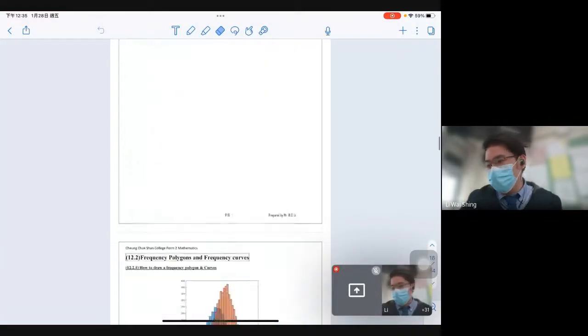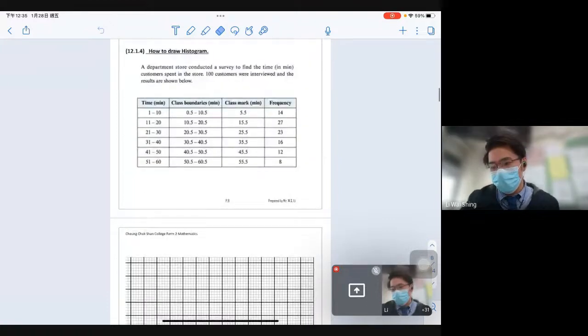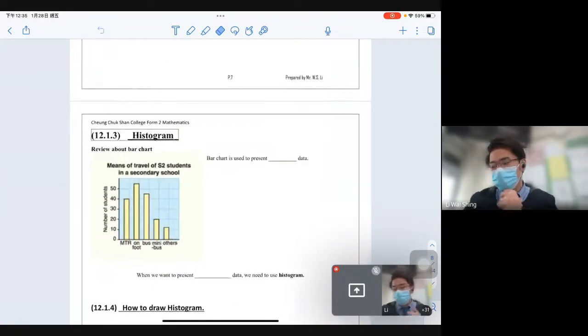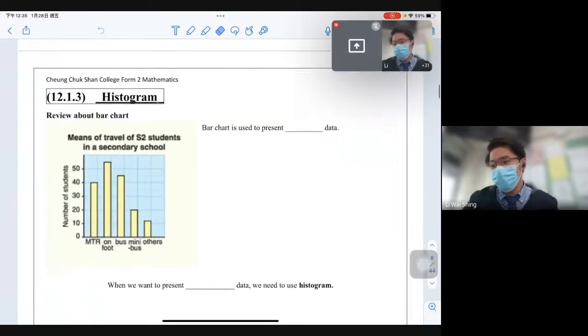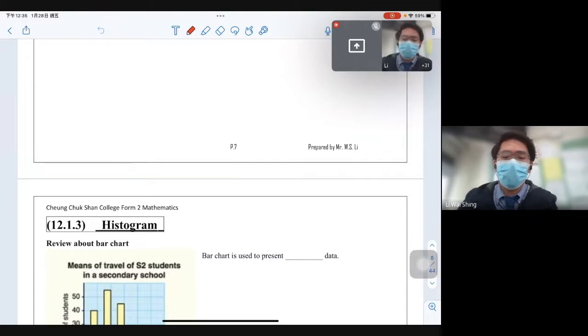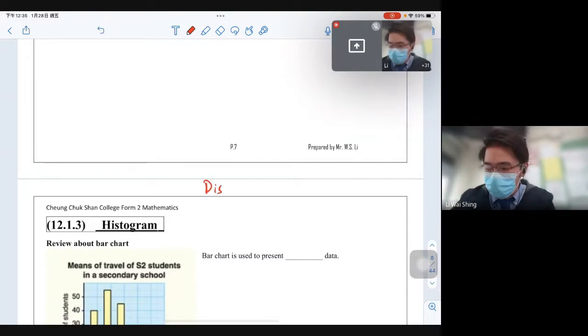Okay, so today we'll review the histogram. I think you have learned it last year, so I'll just go through it very quickly. Yesterday we learned about two different kinds of data. One is called discrete data, and one is called continuous data.